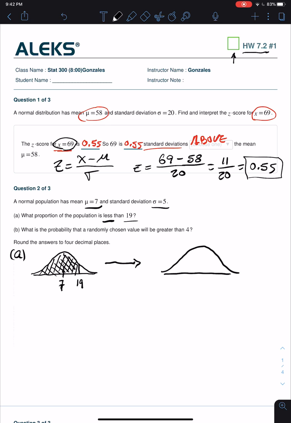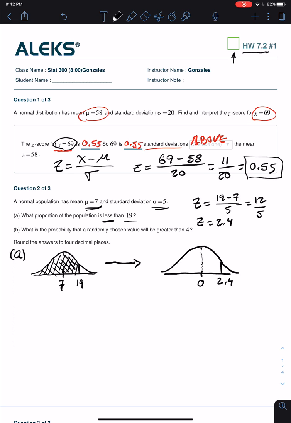So let's go ahead and do this again. It's a standard normal curve now, and that is going to be a 0 there. We need to figure out what this z-score is going to be right here. Let's work it over here. The z-score equals my raw score of 19 minus the mean, which is 7, divided by the standard deviation, which is 5. 19 minus 7 is 12, and 12 divided by 5 gives me a z-score of 2.4. So this is 2.4.